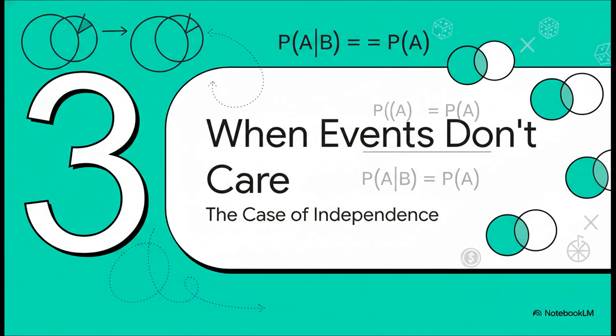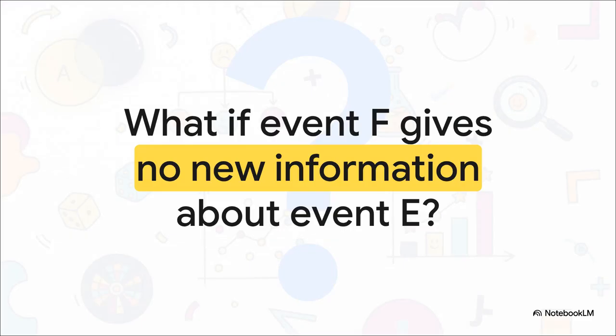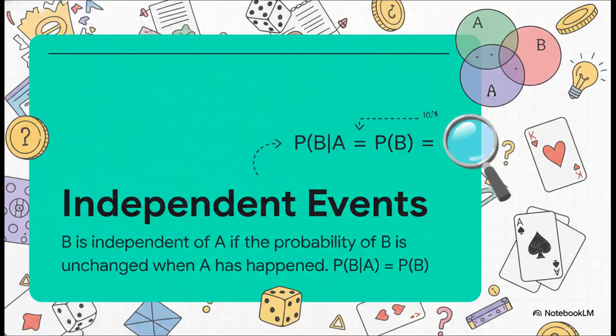So, we've seen how knowing about one event can totally change the odds of another. But what if it doesn't? What if finding out about one event tells us absolutely nothing new? I mean, that's a fascinating question, right? What happens if learning that F occurred doesn't change the odds of E one bit? It's like the new information was completely useless. Well, this special case has a very important name, independence. And here's the official definition. Two events are independent if the conditional probability, P of B given A, is exactly the same as the original probability of B. It means knowing A happened gave us zero new info about B. The odds were, and still are, just P of B.